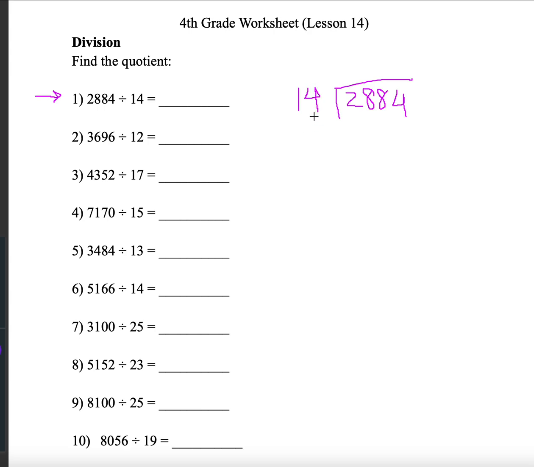So if we multiply it, 14 goes into 28 exactly 2 times. So this would be 28. Then we have the number 8. Now we know that 14 can't go into 8 anytime because 14 is bigger than the number 8. So we add a 0 because 14 times 0 is 0.